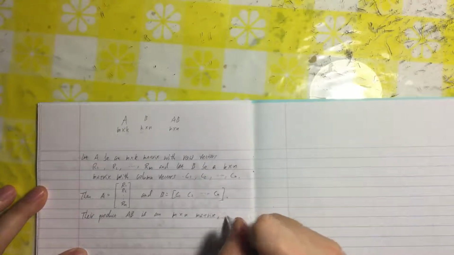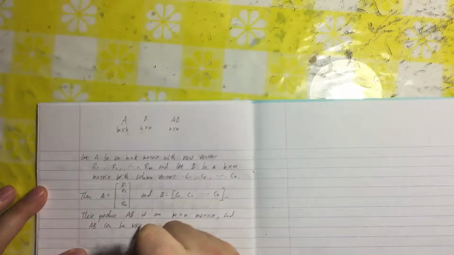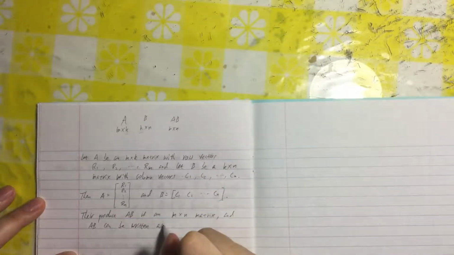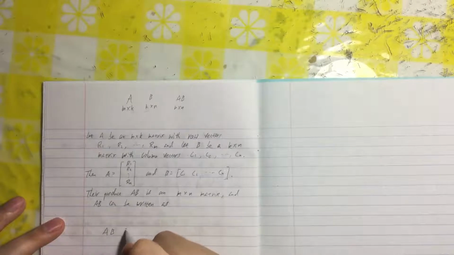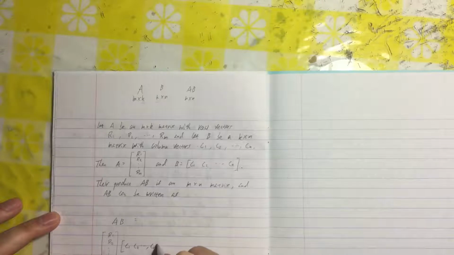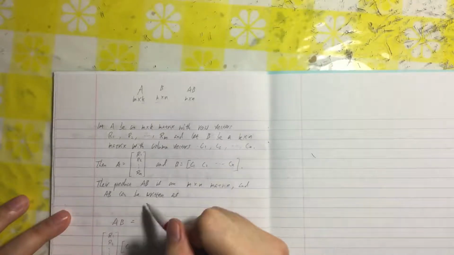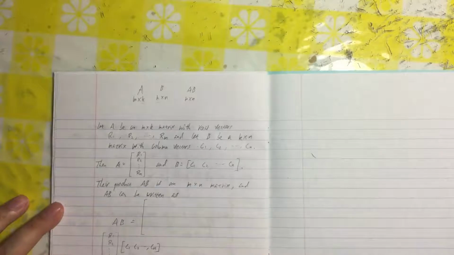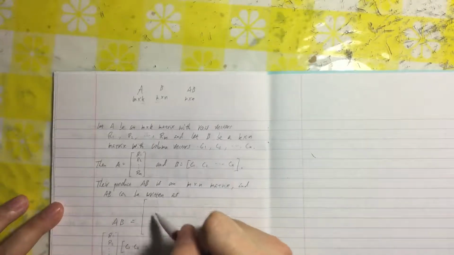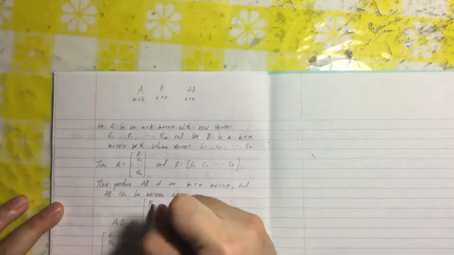And AB can be written as what? A times B is what? Matrix A is R1, R2, up to Rm. Matrix B is C1, C2, up to Cn. How do I multiply two matrices? When we multiply matrices, we take row times column. So in the first place here, that's first row, first column. I take the first row in matrix A times the first column in matrix B. That's R1 times C1.